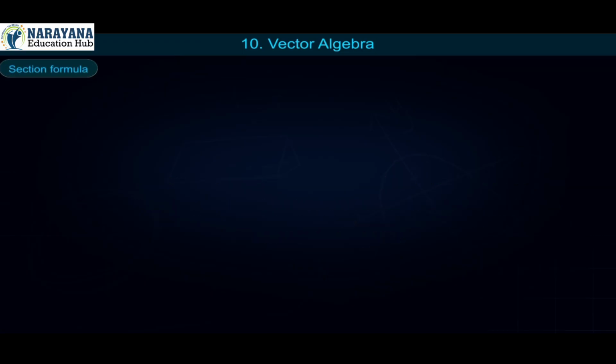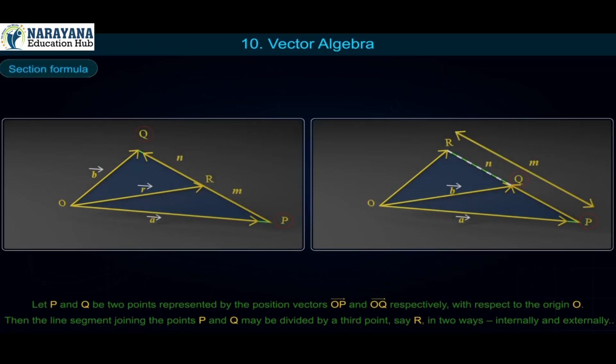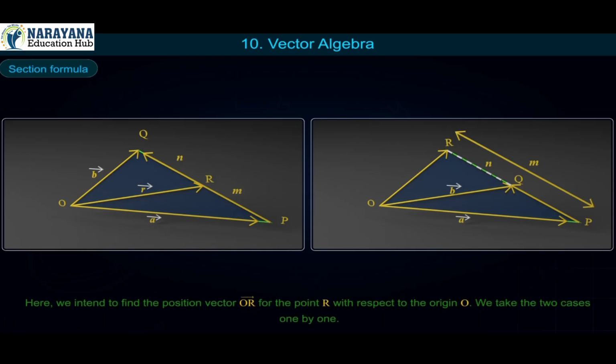Section formula. Let P and Q be two points represented by the position vectors OP and OQ respectively with respect to the origin O. Then the line segment joining the points P and Q may be divided by a third point, say R, in two ways, internally and externally. Here we intend to find the position vector OR for the point R with respect to the origin O. We take the two cases one by one.